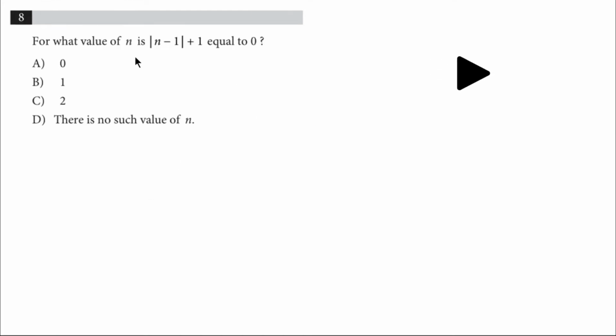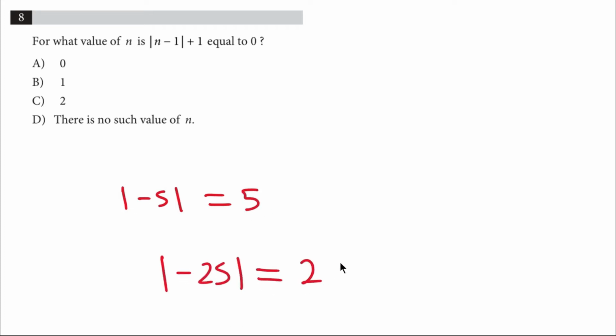For what value of n is the absolute value of n minus 1, plus 1, equal to 0? Now, here you need to be very careful. Absolute value of anything, for example, absolute value of negative 5, gives you a positive number, 5. Absolute value of negative 25 will return you positive 25. Whatever you put in an absolute value, be it negative or positive, it will give you the positive version of that. So let's pay close attention.